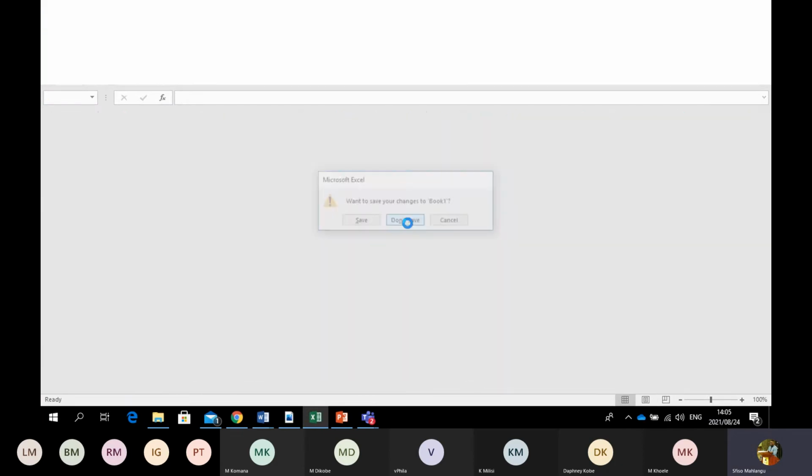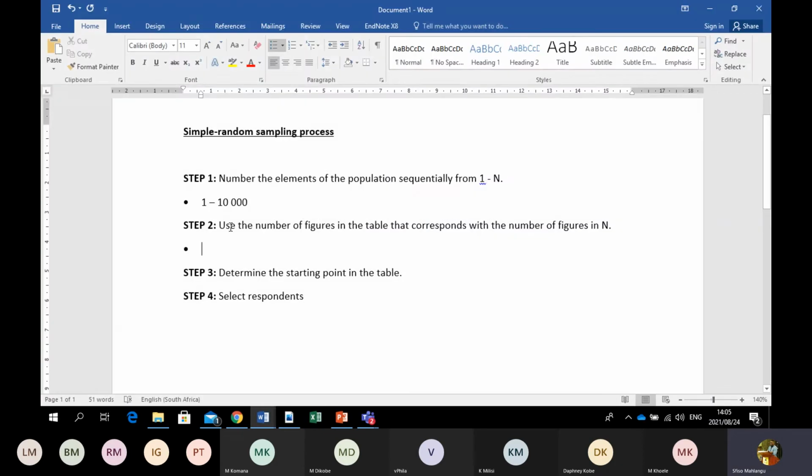So I'm going to close that. Use the number, that is step number 2. In the textbook, you also want to highlight these steps as well. You will see all these steps indicated on page 225. On page 226, they are more highlighted nicely. So you can highlight on page 226 at the bottom, those 4 bullets, the steps for drawing a simple random sample.